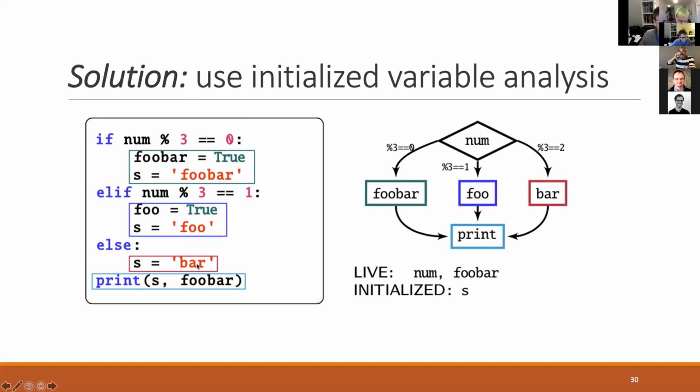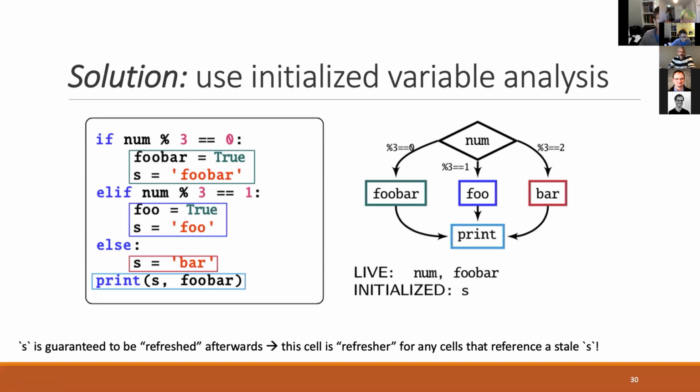So if S were stale, initialized variable analysis would tell us that we could run this cell to resolve any stale usage of it. The same cannot be said for symbols foobar or foo if they were stale, since they are each only defined in one branch of the if statement. And so if either of them were stale, the staleness could potentially linger on after we run this cell.